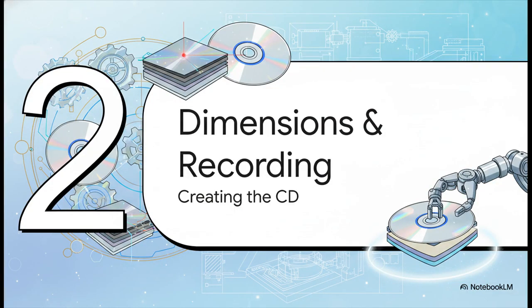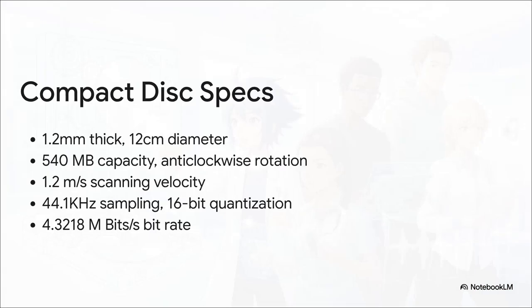Moving on to Section 2, Disc Dimensions and the Recording Process. Let's see how they actually make these things. The specifications for a standard CD are mathematically unforgiving. A disc is exactly 1.2 millimeters thick, 12 centimeters across, and holds 540 megabytes of data.